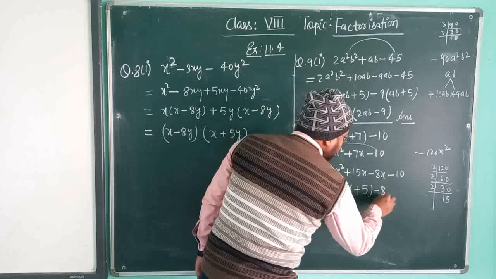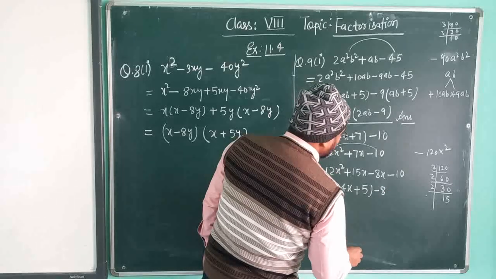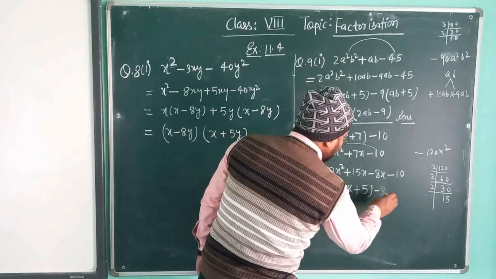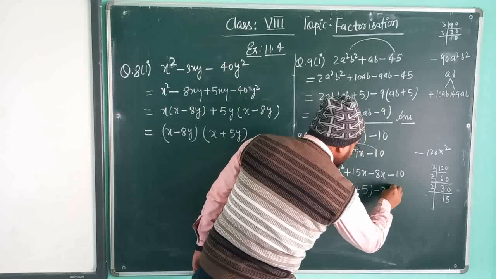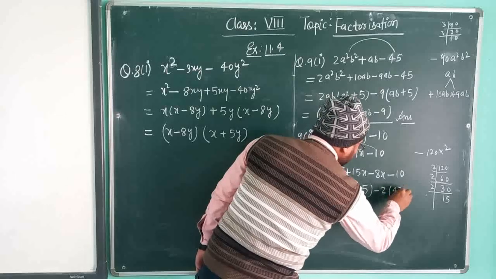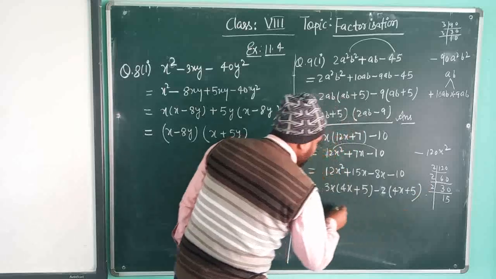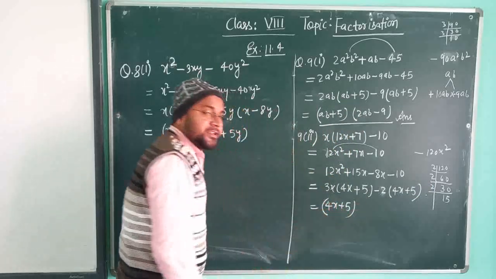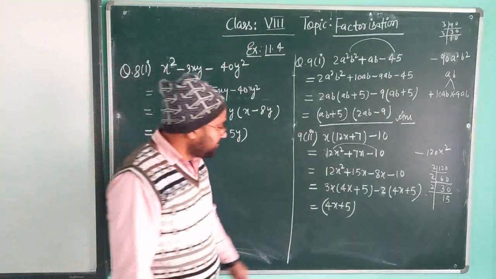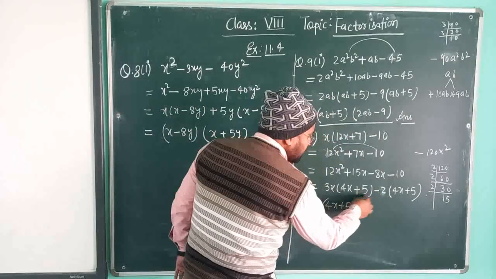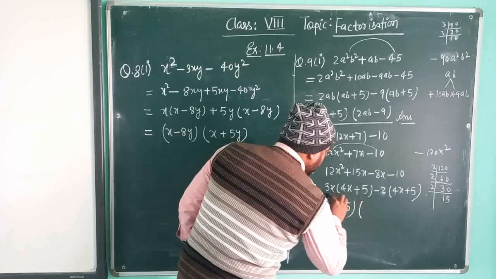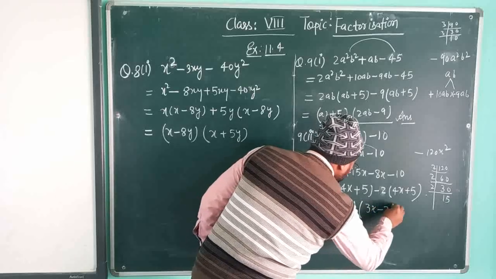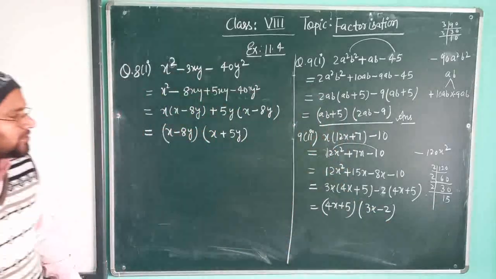And from there I can take 2 as a common. I am going to take this minus 2 as a common: 4x plus 5. So 4x plus 5 is a common in all. 4x plus 5 is common in both the terms. Then 3x and minus 2. That is our answer for this case.